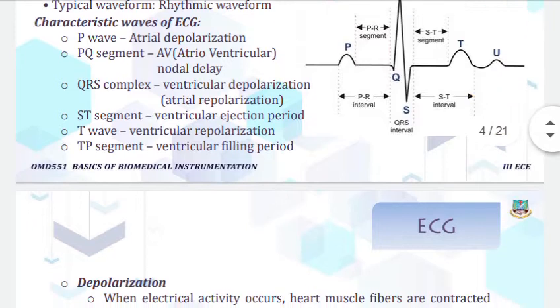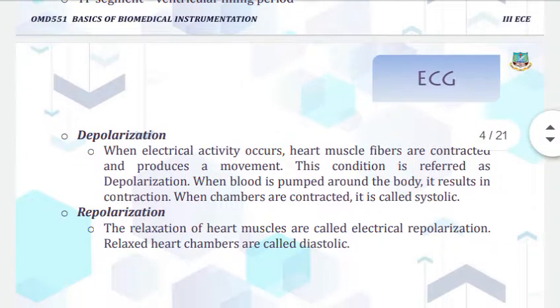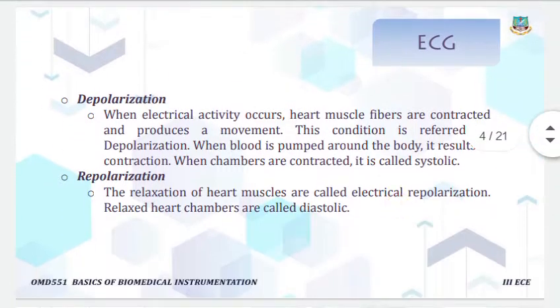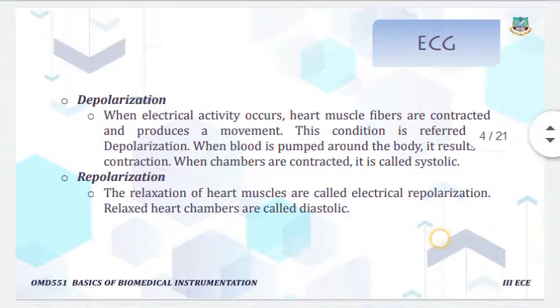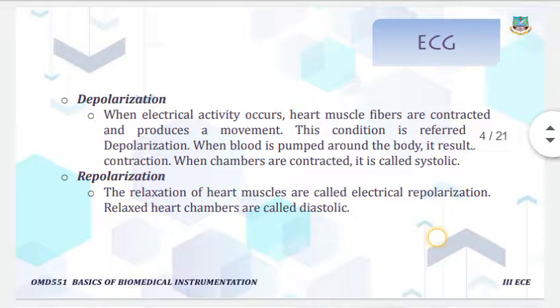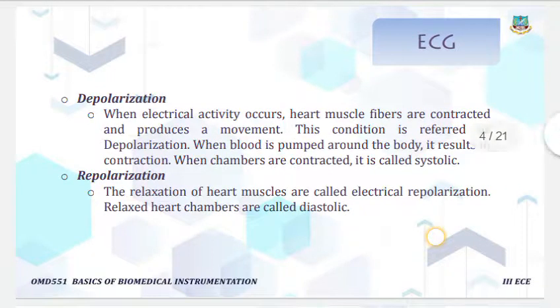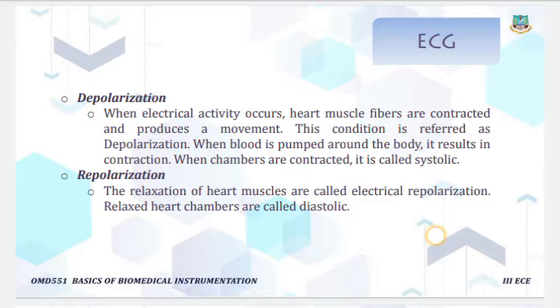So next, what is depolarization and repolarization? That will be learned in the waveform. There are two names. P wave means atrial depolarization. What is depolarization? When the electrical activity occurs, heart muscle fibers are contracted and produce a movement. This condition is referred to as depolarization. That is just the contraction. The contraction of the muscles is called depolarization.